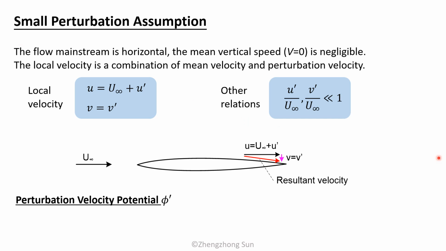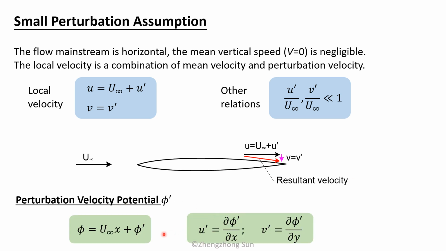And the perturbation velocity potential. So we define the perturbation velocity, and then similarly, based on the perturbation velocity, we can define the perturbation velocity potential. The perturbation velocity potential is phi prime. So phi, the velocity potential, equals u infinity times x plus phi prime.